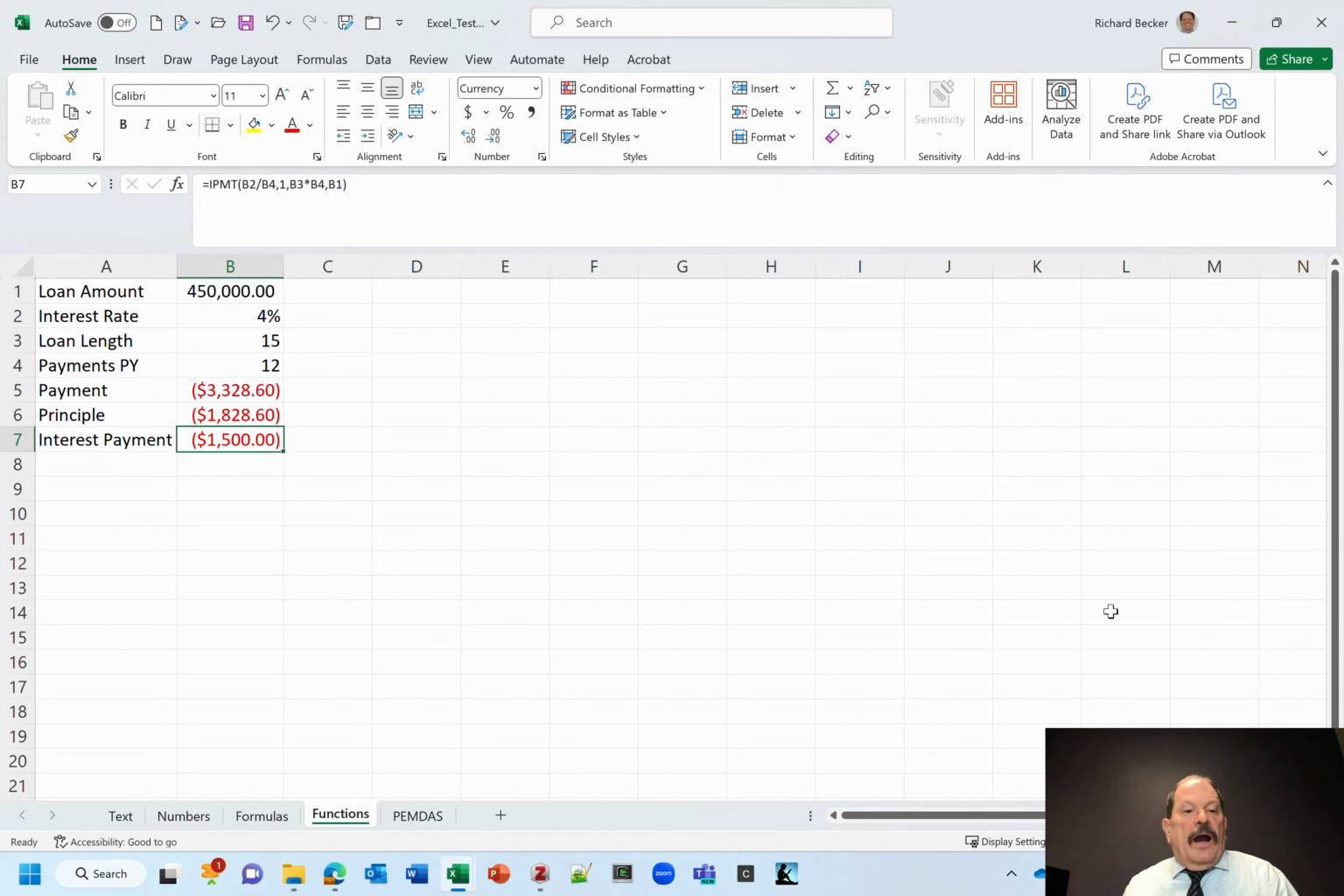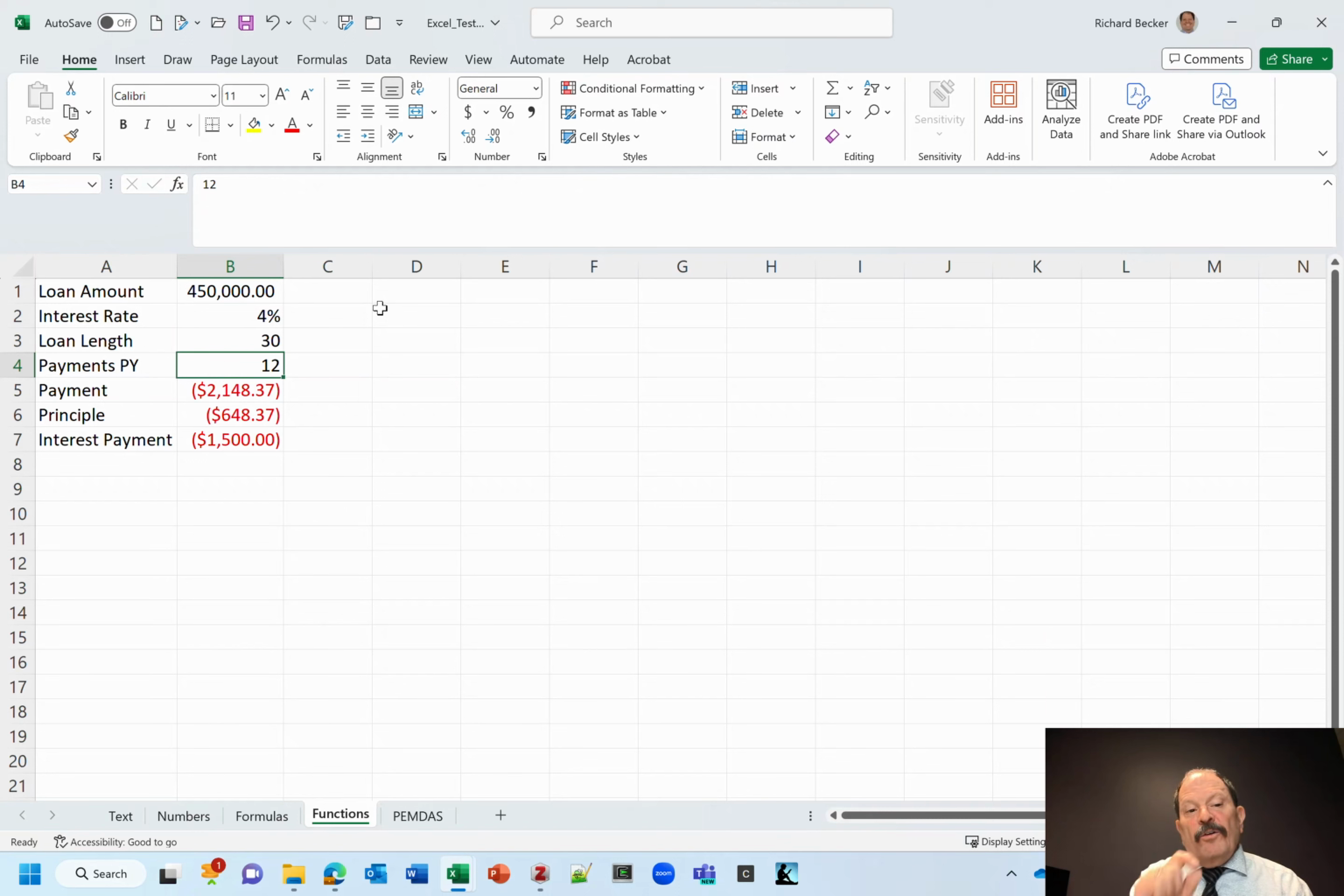So I now know that the principal of that is, I'm paying $1,828.60. That's how much of the house I own. That $1,500, that's what the bank has earned from me borrowing $450,000. Okay. So now let's do this. Let's see what happens if I change it again to 30 years. So let's do that, and we'll see what happens with the payment, the principal, and the interest rate.